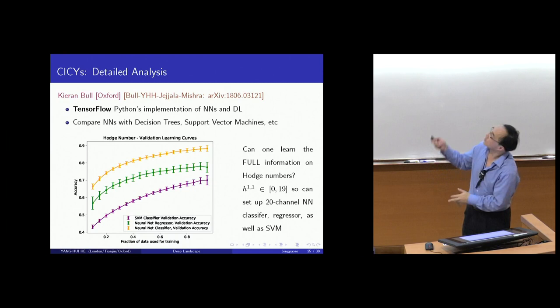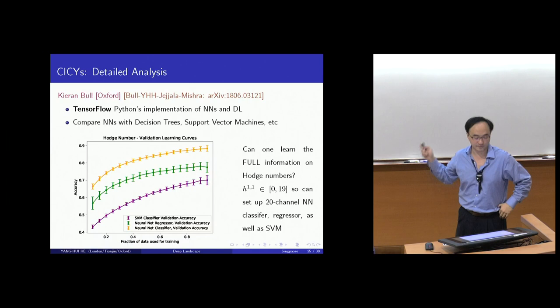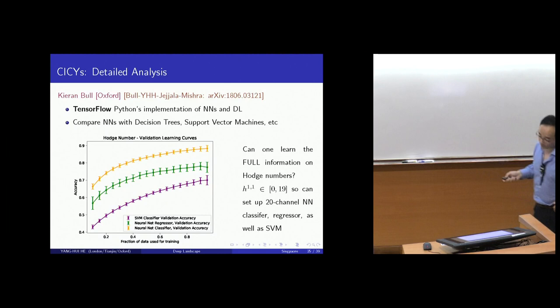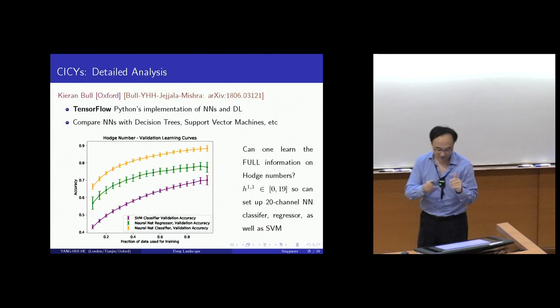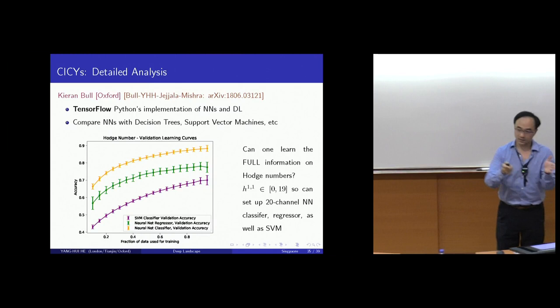He's fantastic. He really took the torch in this follow-up project. I believe he eats 7,000 lines of Python for breakfast. And so he did a much more sophisticated thing, which is to actually predict the Hodge numbers. If you look at the CICY list, it's around 8,000 manifolds, and the h11s are distributed from 0 to 19. So this is a 19-channel classifier.